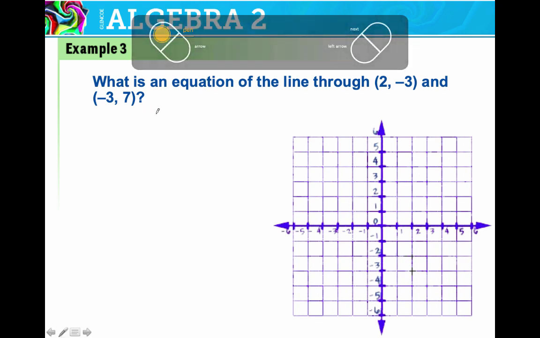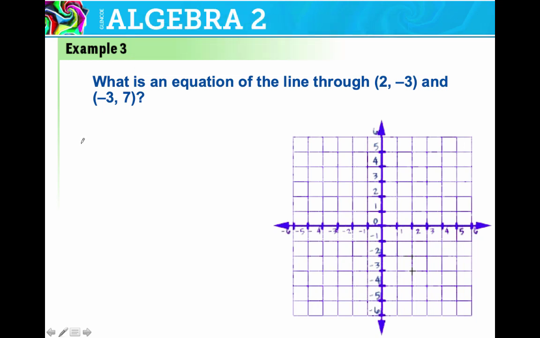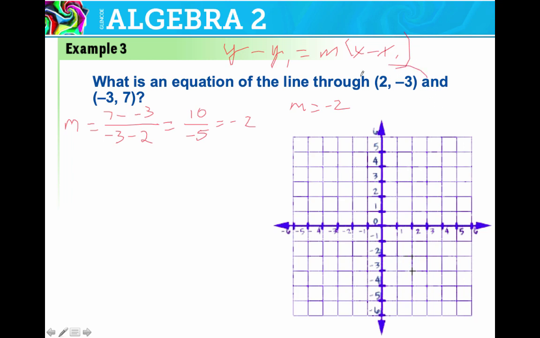Okay. Let's take a look at this one, because the first thing, we have 2 points. And the first thing I want to do is find the slope. I'm going to go y2 minus y1 over x2 minus x1, which gives me 10 over negative 5, or negative 2. So I have a slope of negative 2. Now here's the big question. For y minus y1 equals m times x minus x1, does it matter which point we use? And the answer is no.